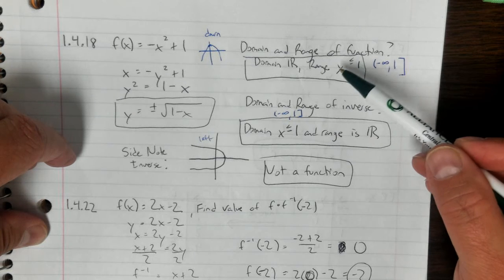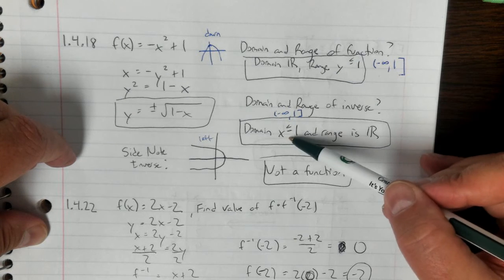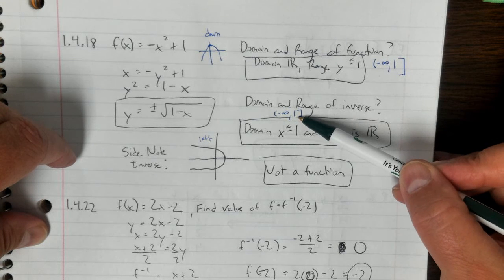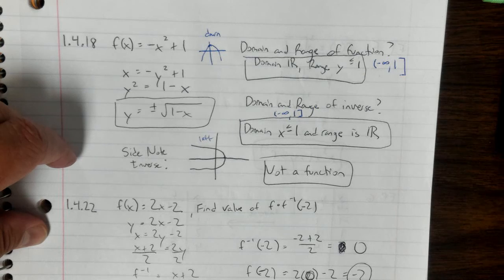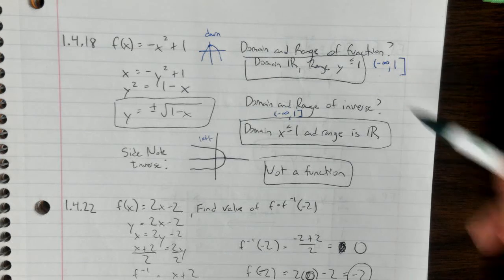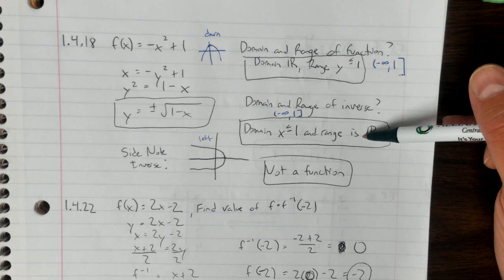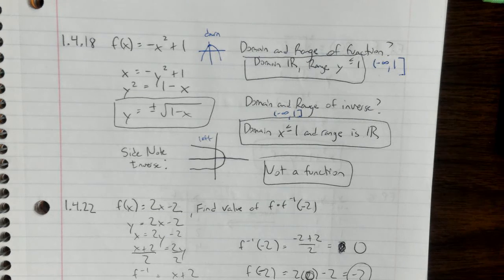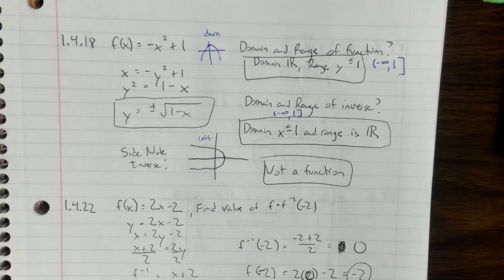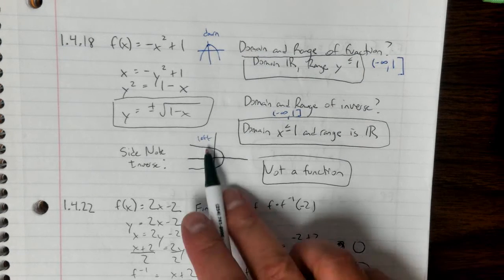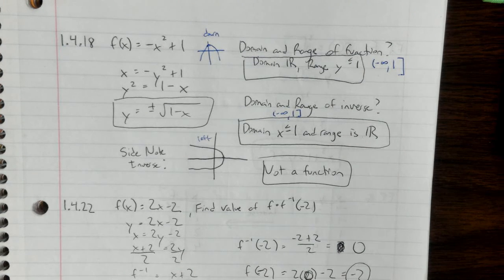Okay? Now, I know this has y and this has x, but if you have it in interval notation, this matches this. And that's how it's supposed to be. And then this one matches this one. So your domain of the function matches the range of the inverse. Your range of your function matches the domain of the inverse. Just kind of like makes an x. And because it fails the vertical line test, it's not a function.